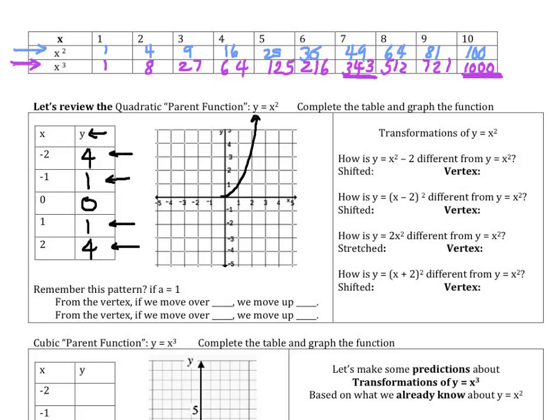So there is our basic quadratic function, and I just would like us to remember this pattern. I know some of us have kind of mastered it and some of us haven't quite yet, but I would like you to just continue to get yourself more familiar with it. As long as a equals 1, we will have this standard pattern. From the vertex, if we move over 1, we also move up 1. If we move over 2 from the vertex, we move up 4, and we can see that in the graph of our function.